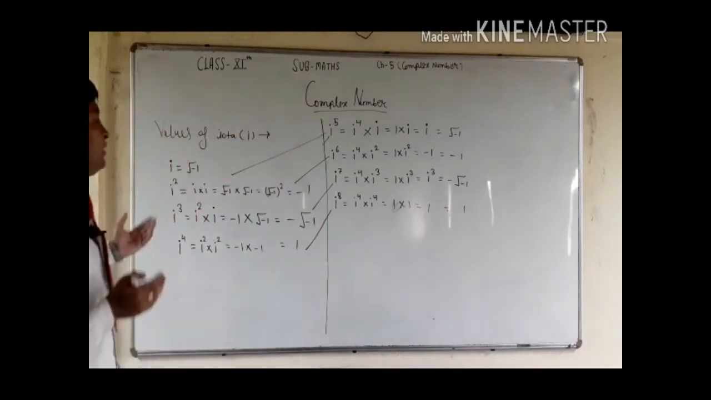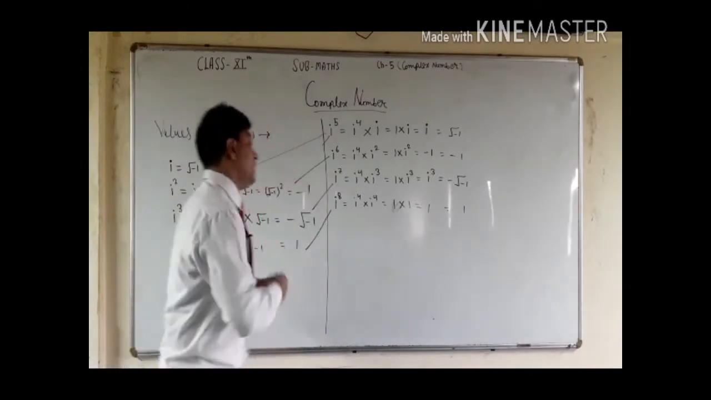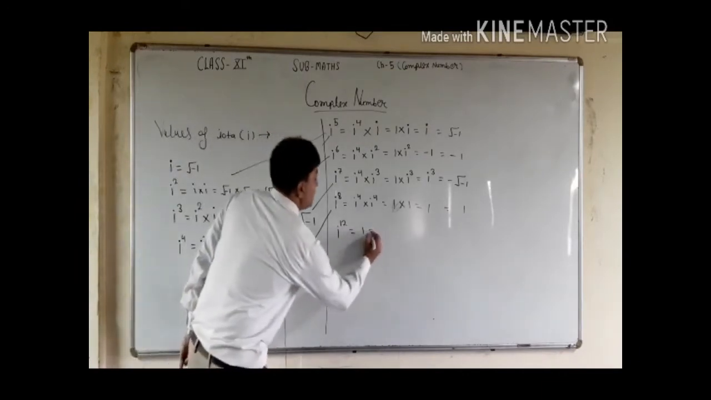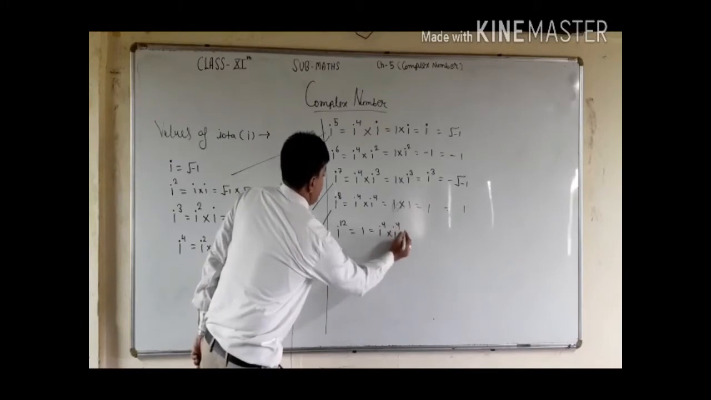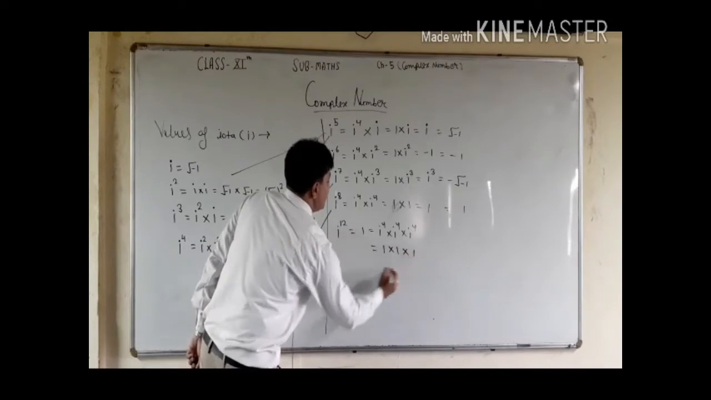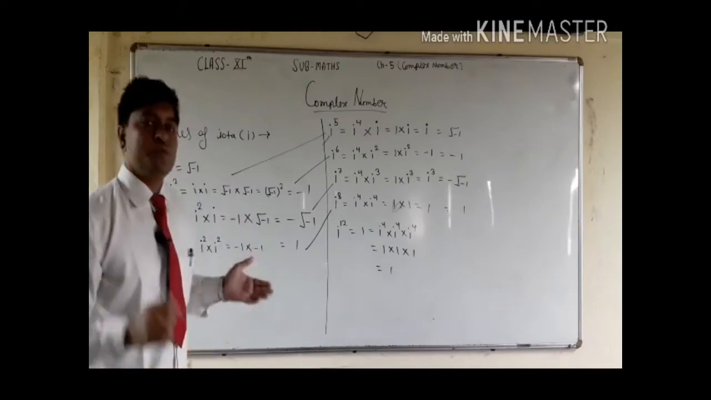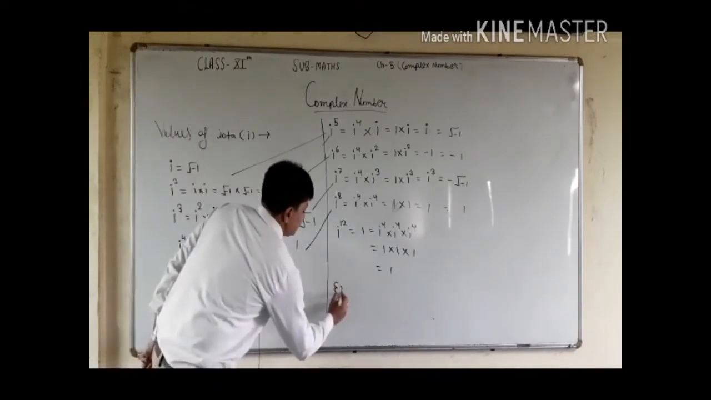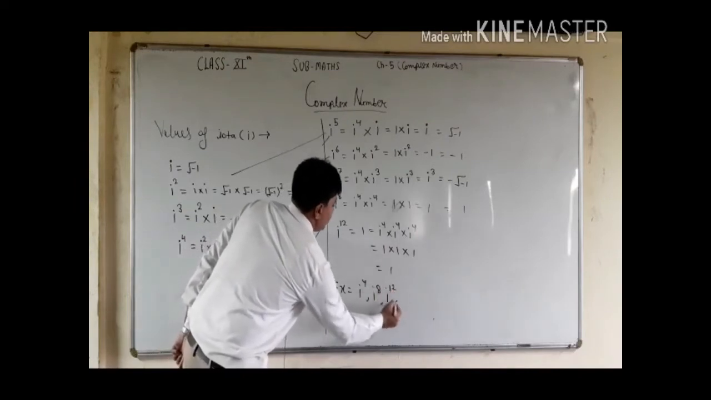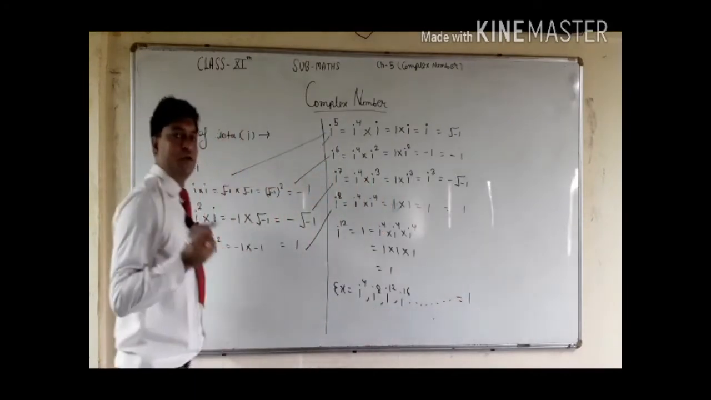So students, we know that if iota power 4 is 1 and iota power 8 is 1, then iota power 12 is also 1, because this is iota power 4, iota power 4, iota power 4, so 1 into 1 into 1 is equal to 1. So every multiple of 4 gives 1. For example, iota power 4, iota power 8, iota power 12, iota power 16, all are equal to 1. Okay students?